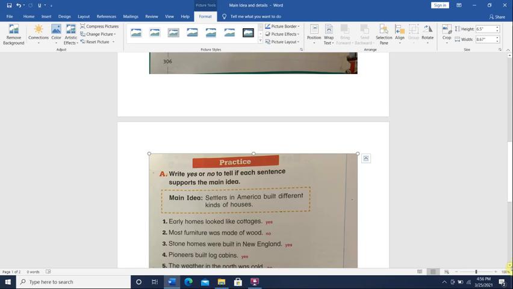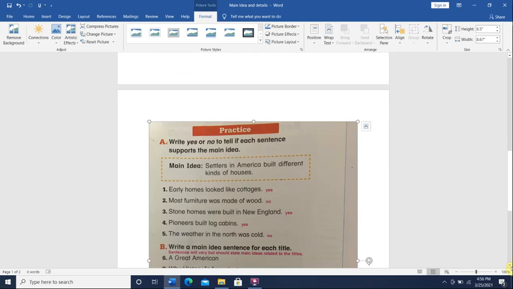And the last one, the weather in the north was cold. Here it talks about the weather in the north, which doesn't support the main idea because we're talking about the different kinds of homes that the Americans built. So no. Here it says write a main idea sentence for each title. The answers or the sentences can be different. And that's what we did today.